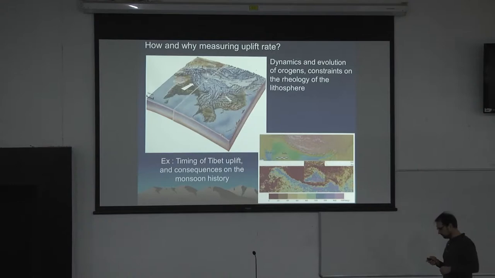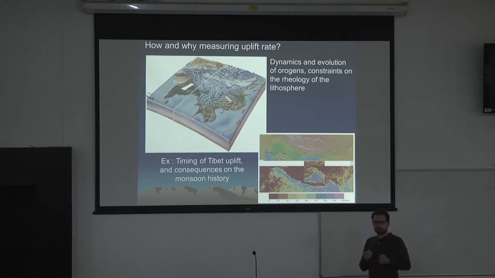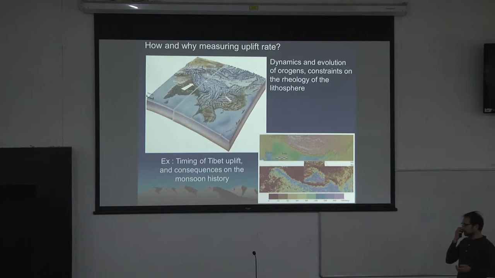So it can bring information on what's going on, for example, in a collisional zone. If the Tibet is rising to 3 kilometers, 4, 5, or 6, it gives information about, for example, the rheology and the viscosity of the crust that can maintain such elevation. So knowing the history of the uplift of the Tibet can be important to document the response of the upper crust and the mantle to deformation.